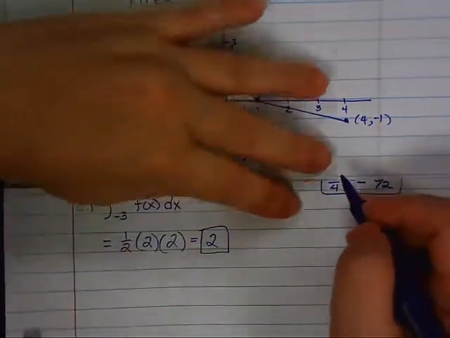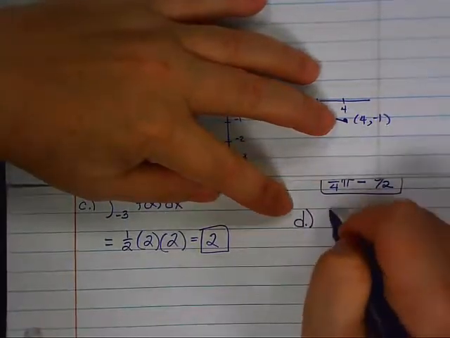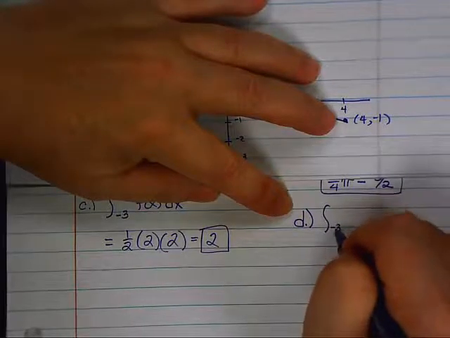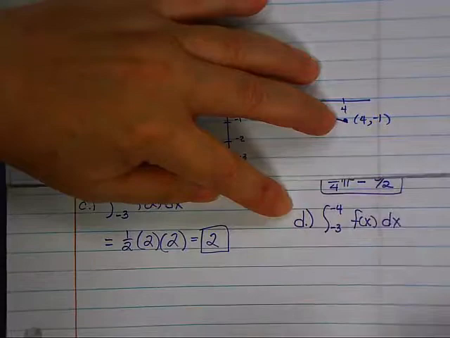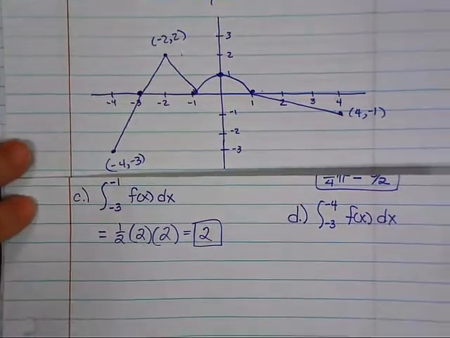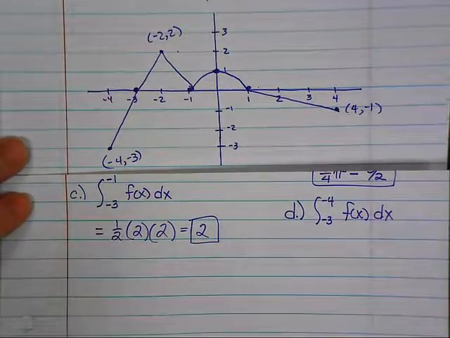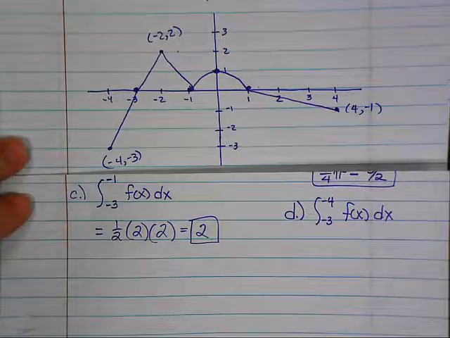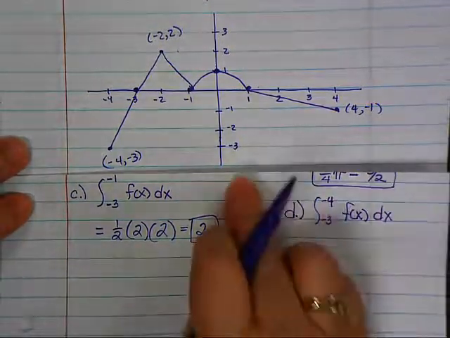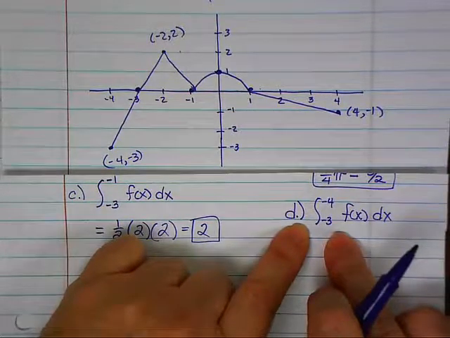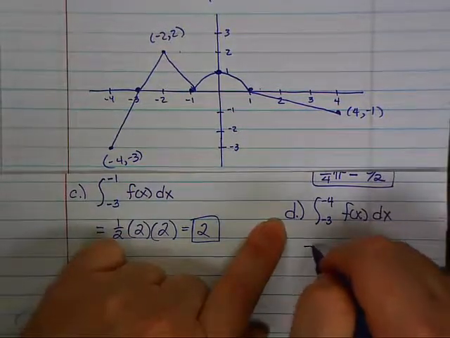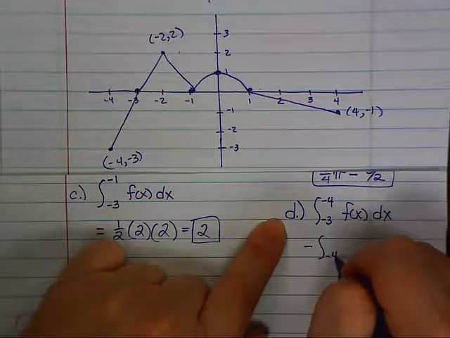Letter D. The integral from -3 to -4 of f of x dx. Do I need to switch these limits of integration? Yes, I do. So I'm going to write a negative, put my integral, and switch them.